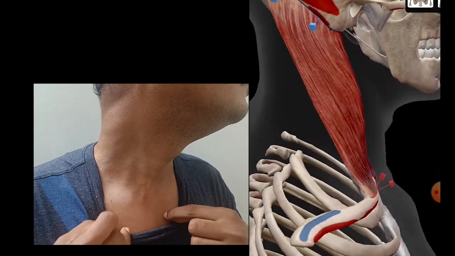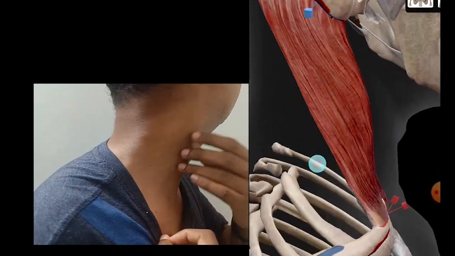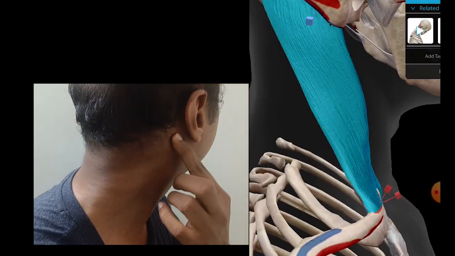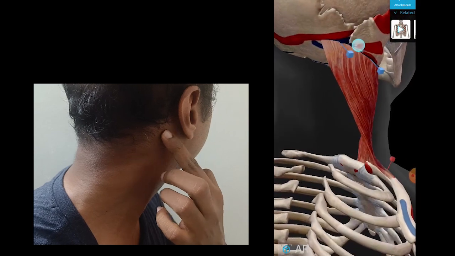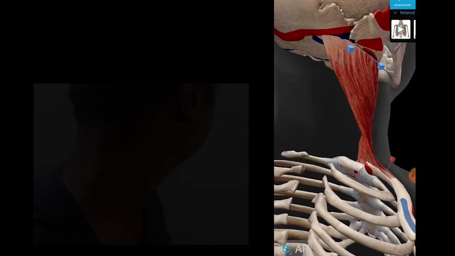And if you look at the insertion, these two pins are showing the insertion. The insertion is on the mastoid, and you know the mastoid is part of the temporal bone, but it also has a small attachment to the superior nuchal line on the occipital bone.